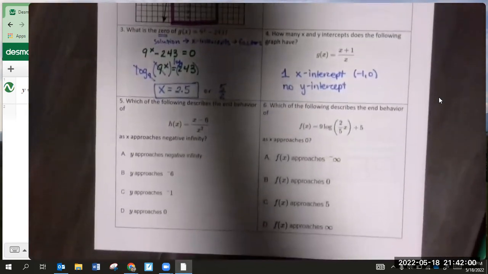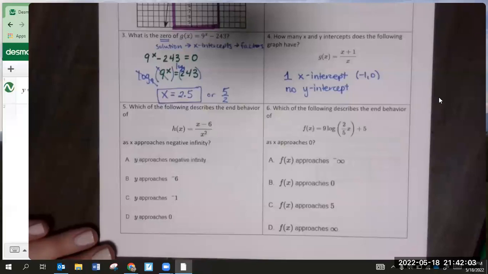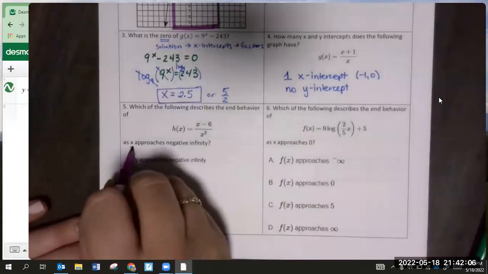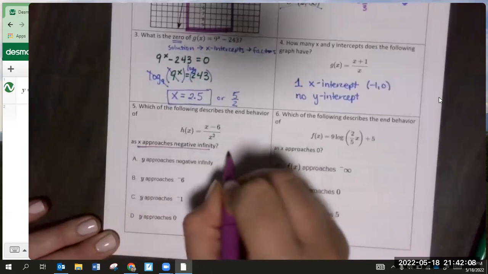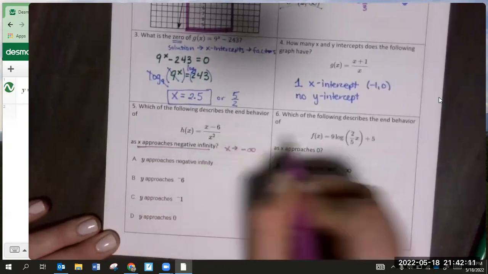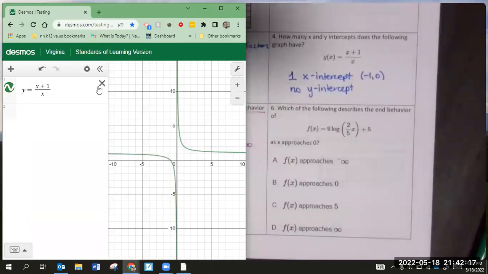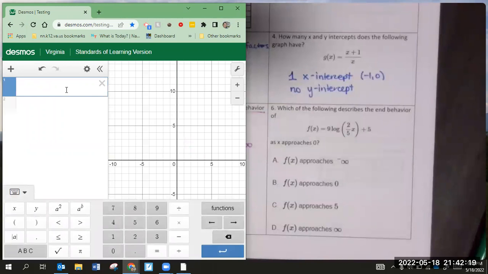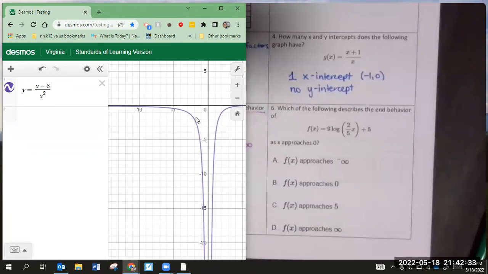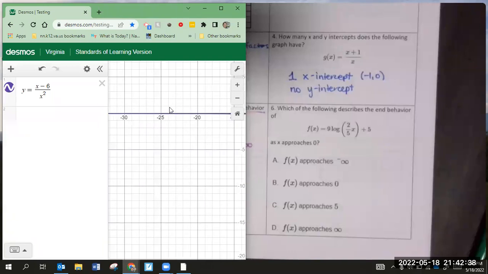Again, number 5. Which of the following describes the end behavior of this function as x approaches -infinity? X is approaching -infinity. We want to know what's happening at the end of our graph. So we're going to come here to Desmos, and we're going to type in our function because there is no picture for us. We're going to do x minus 6 all over x squared.